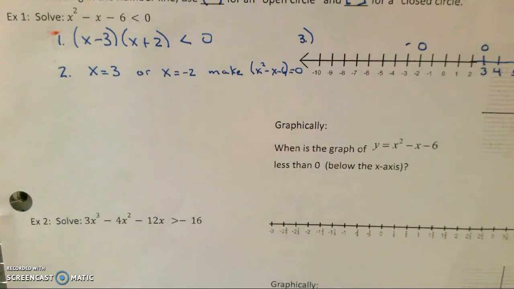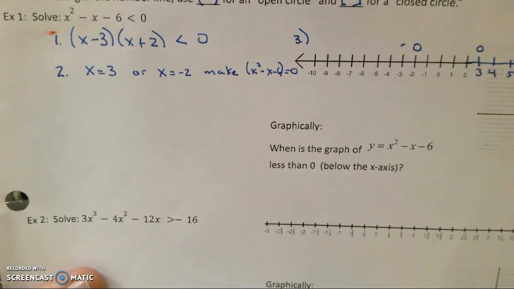And that's exactly what this question is asking. When is this function negative in this case? So we start by factoring. Then that allows us to find the zeros. Then we mark those zeros on the number line here.